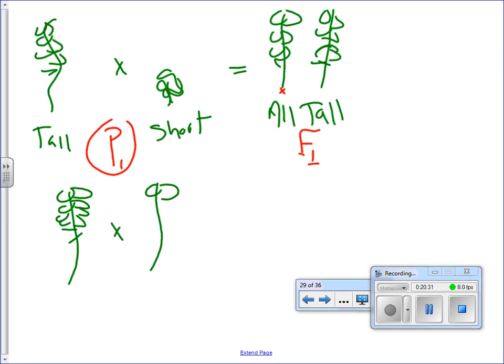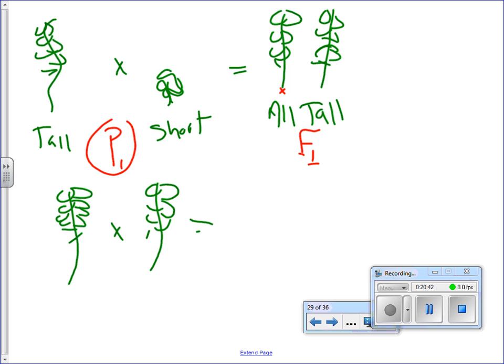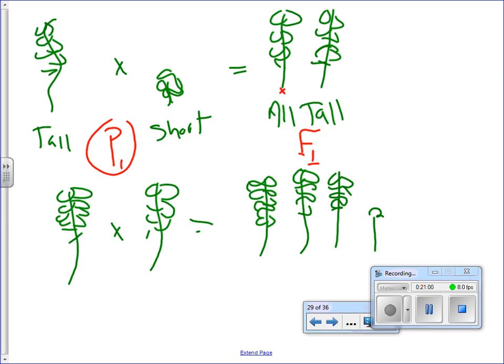He takes two tall plants and crosses them, because he thinks that those short factors, those short genes, are in there somewhere. And what does he get? He gets some short plants, and yep, on average, he gets 3/4 tall and 1/4 short. Tall, tall, tall, short. Now that's weird, isn't it? And so he goes through a lot of experimentation of this.